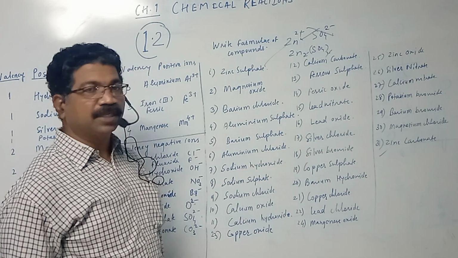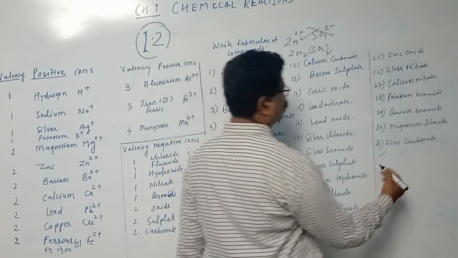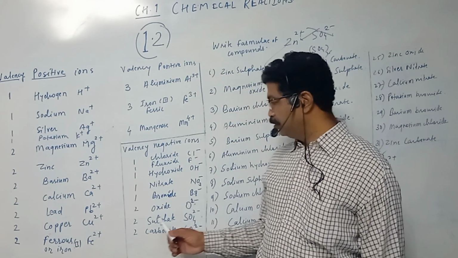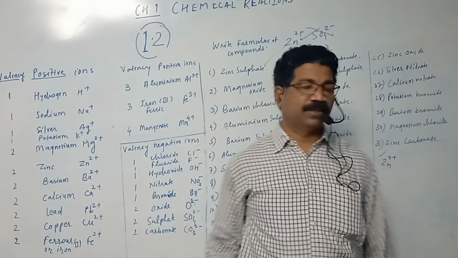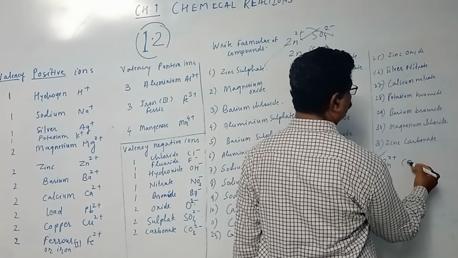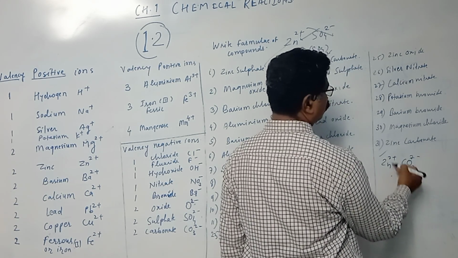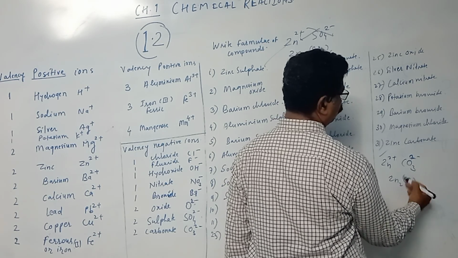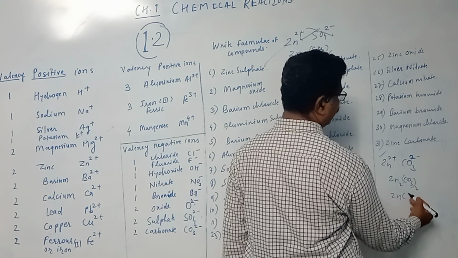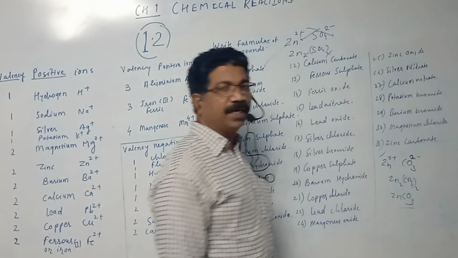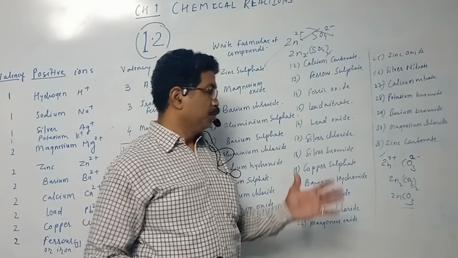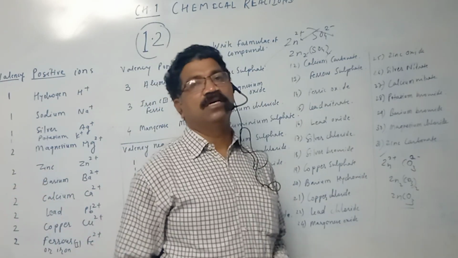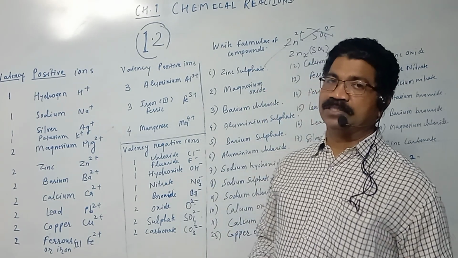Likewise, you can write the formula of zinc carbonate also. Zinc Zn2 plus. Then what about carbonate? Carbonate is CO3 2 minus. So 2 attached over here, 2 attached over here. So what you obtain? Zn2 CO3 2. 2 to cancel, so you obtain ZnCO3. What is the formula of zinc carbonate? It is ZnCO3. So in this way, you can write the formulas of all these compounds very easily by using these positive and negative ions.